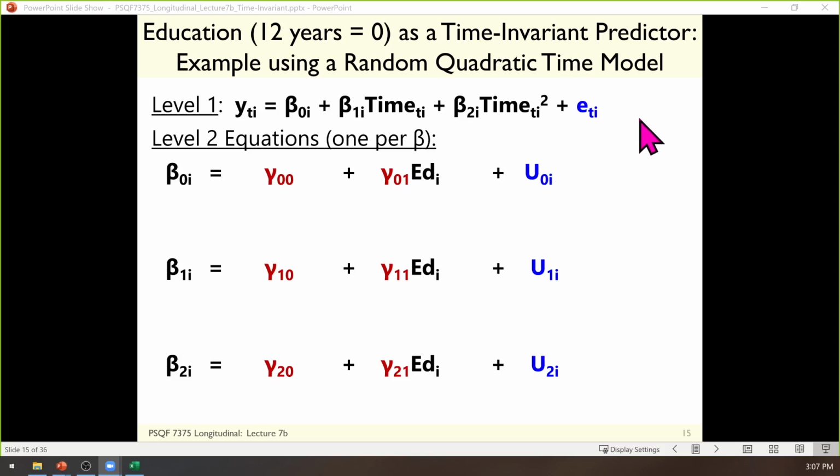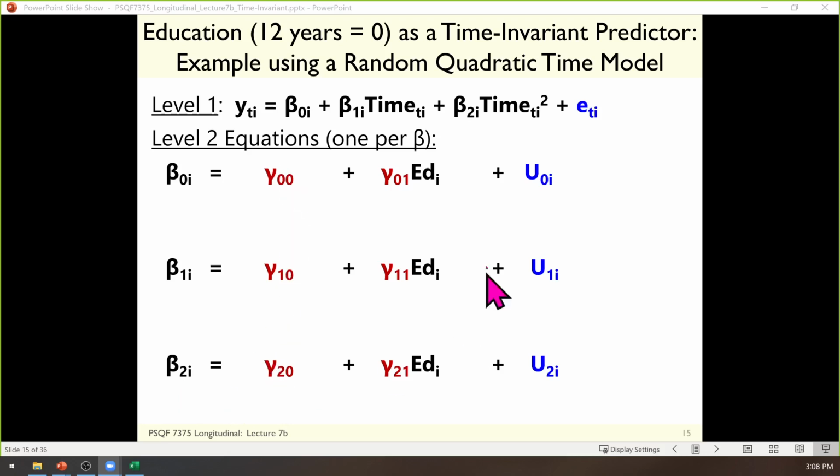So I have added in those three effects into this model of education, abbreviated ED here. So the level 1 model is exactly what we've been talking about up to this point for a quadratic effect of time. So I've got beta 0 as my intercept, I've got beta 1 as my linear time slope, and I've got beta 2 as my quadratic time slope. Each of these betas has an I subscript because each person is going to get their own version of it by making this beta an outcome in its own level 2 equation. So because I have 3 betas, I know I have 3 level 2 equations.